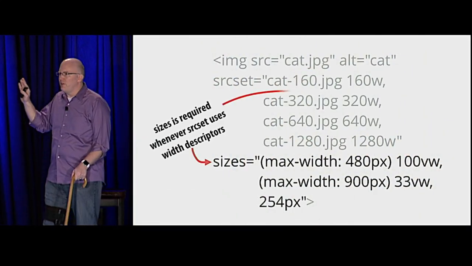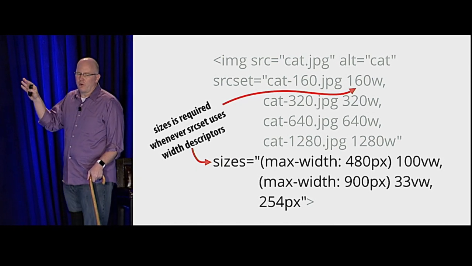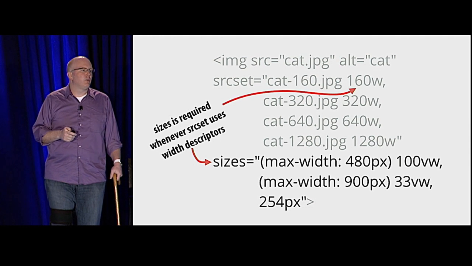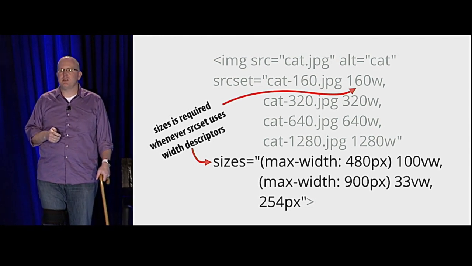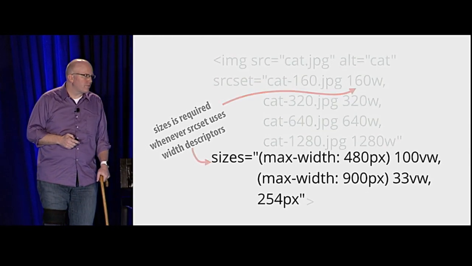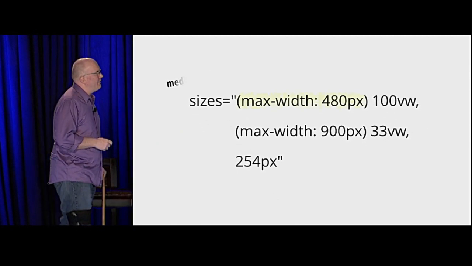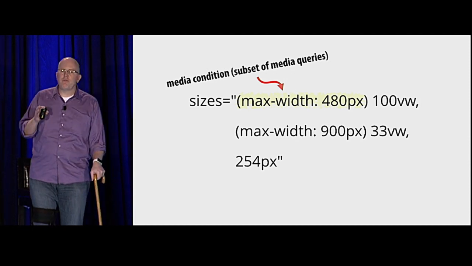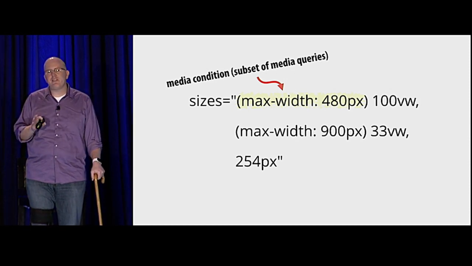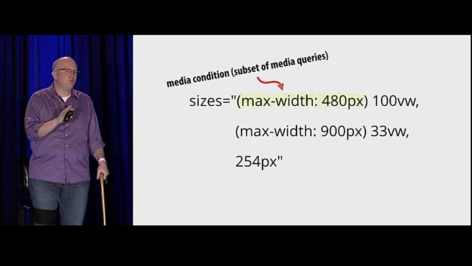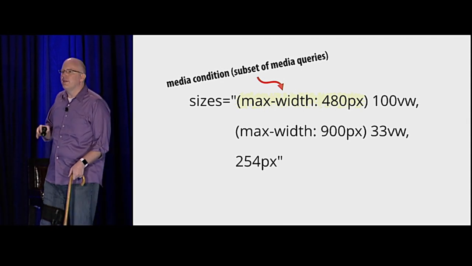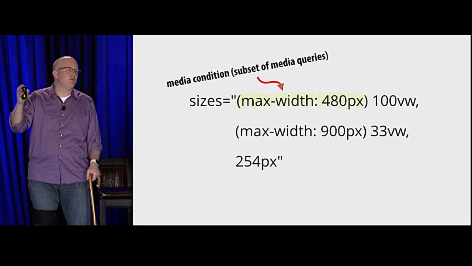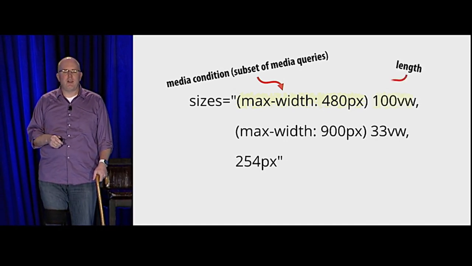So anytime we're using width descriptors in srcset, we must use the sizes attribute. We must declare the relationship between the size of the image in the page and the viewport. The way this works is we again have a comma-separated list, and inside of it we have a pair of values. The first value is a media condition. Now this is not full media queries. You can't do print and screen and those sorts of things, but it does everything you'll want to do. Max width, min width, those sorts of items. The second thing is a length.